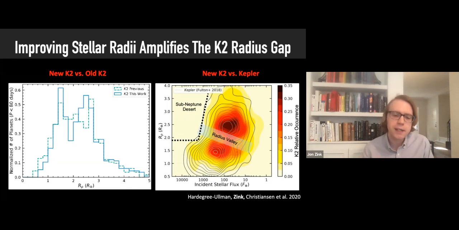By finding it in K2 data, it's really important because it indicates that this truly is a population feature, and there must be some kind of underlying formation effect causing this separation in radius space, separating the sub-Neptunes from the super-Earths. Some kind of formation mechanism is really causing a big divot here. And by finding it in K2, we're validating it and saying, okay, it's clearly not a systematic effect. We're finding it in various different parts of the galaxy.